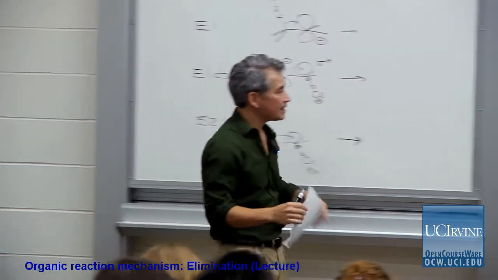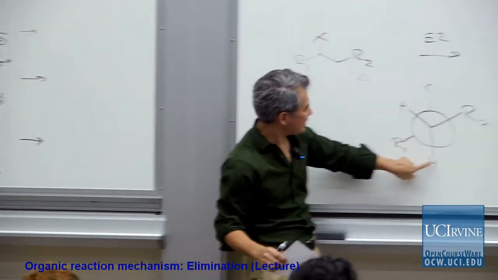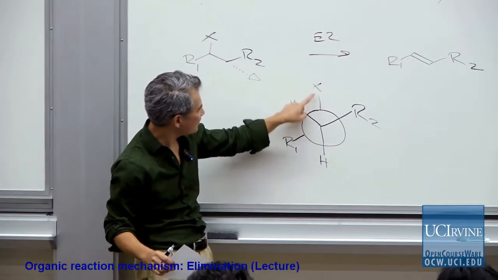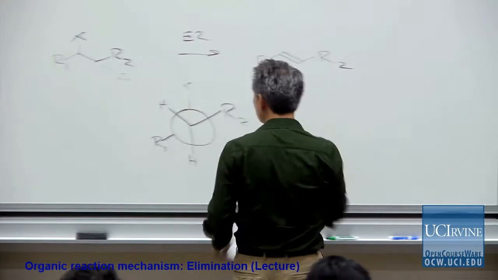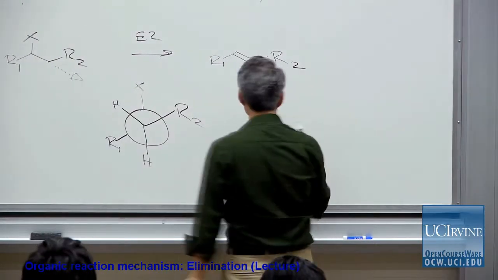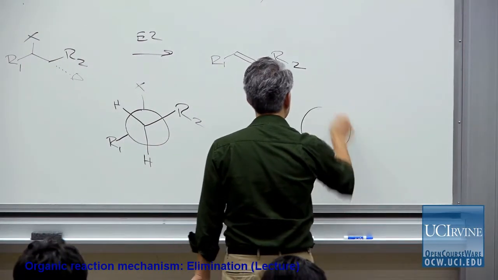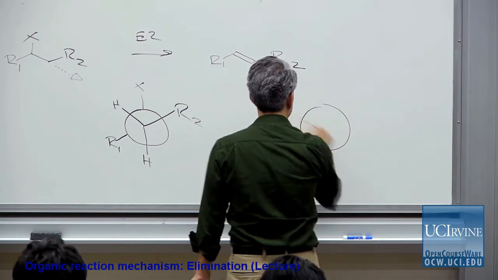I'm set up now so I can, as I pull this proton off, the electrons in that bond will help push out that carbon X group. And of course, there is another proton here I could eliminate. Let me spin things around so that other proton is now aligned anti.